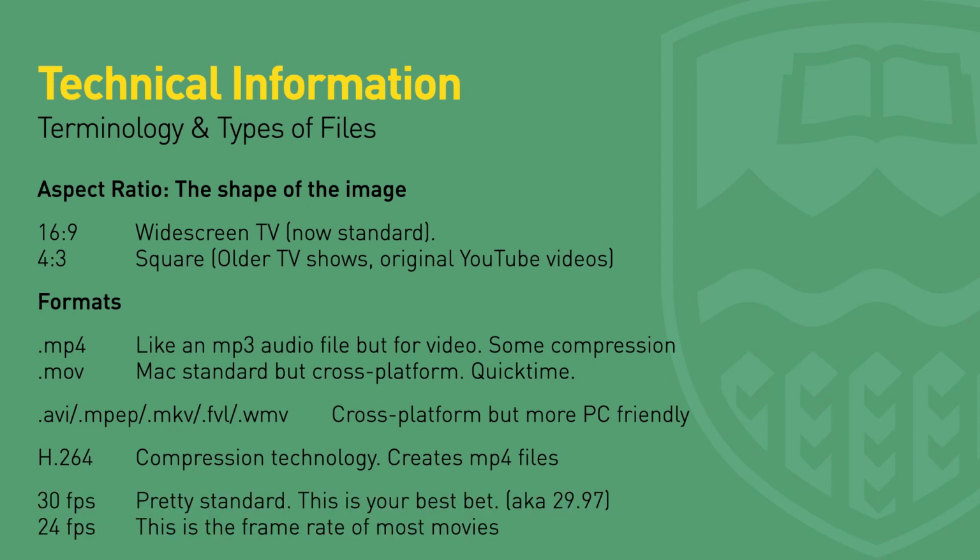Also, just a quick primer on frame rates. FPS stands for frames per second. So if you see 30 frames per second, that's pretty standard, and it's usually your best bet when you're making a video. You might also see 29.97, and then 24 FPS is the frame rate for movies.